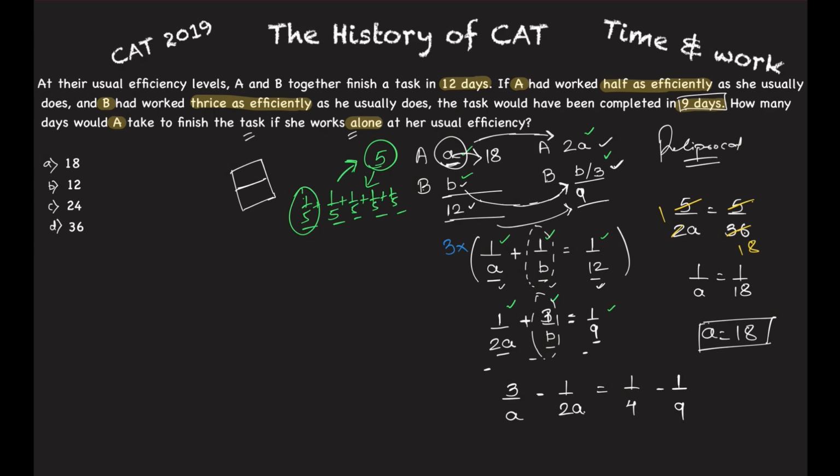How can you go ahead and solve this with options? Okay, let's see the LCM method. So what do you know now? Let's write this here. So I know about A, B. This was A, this was B, and then together they were able to do it in 12 days.